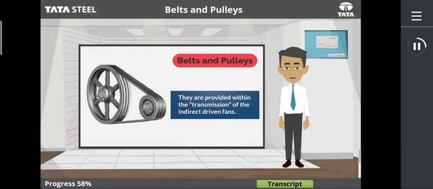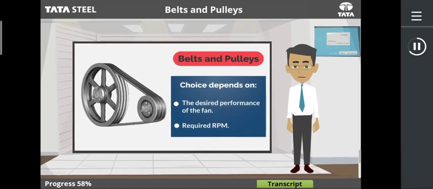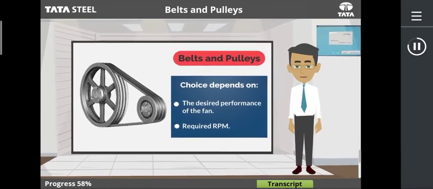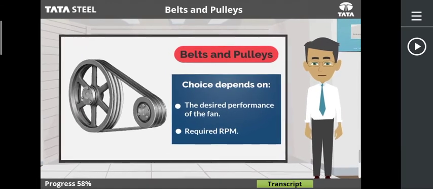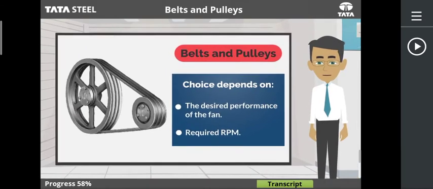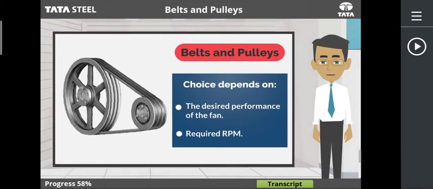Belts and pulleys. They are provided within the transmission of the indirect driven fans. Choice depends on the desired performance of the fan, required RPM.